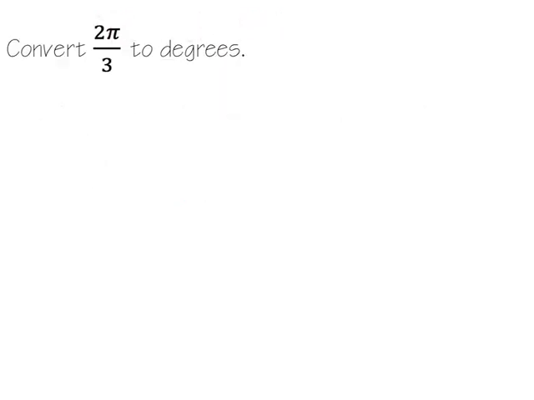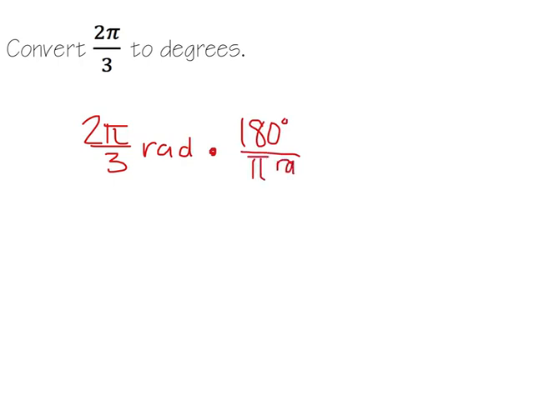So if I have 2 pi thirds radians and I want to convert it to degrees, I would start with my 2 pi thirds. Because I'm going from radians to degrees, I'm going to multiply this by 180 degrees over pi radians. The radians unit cancels out, and so when I multiply this, I can plug it in a calculator or work it out by hand. It's not that difficult. I get 120 degrees.